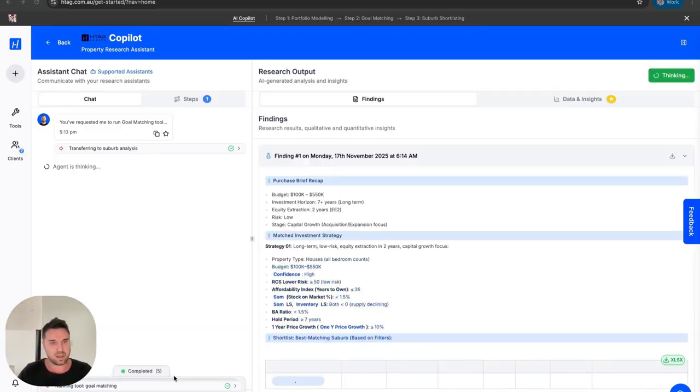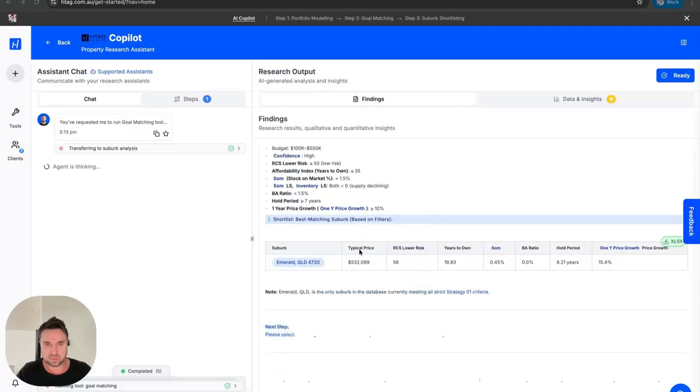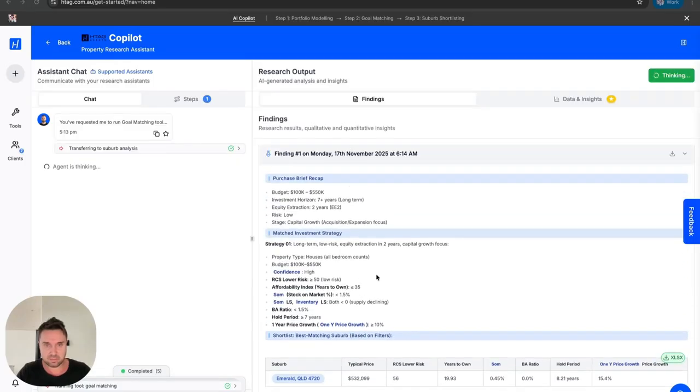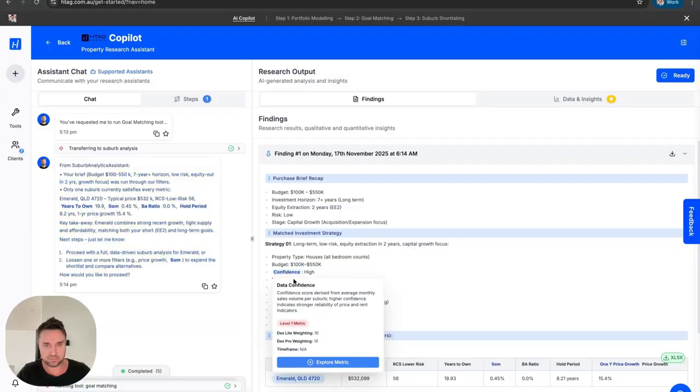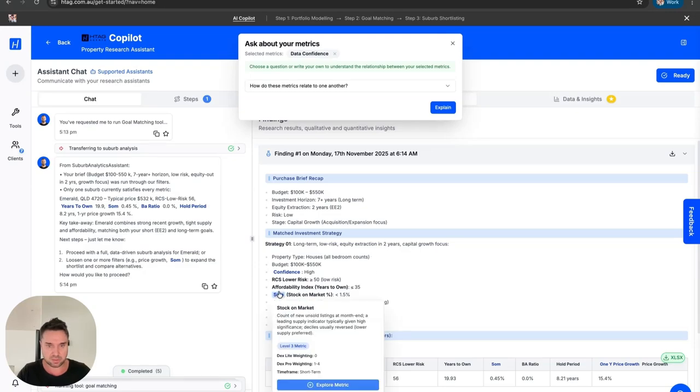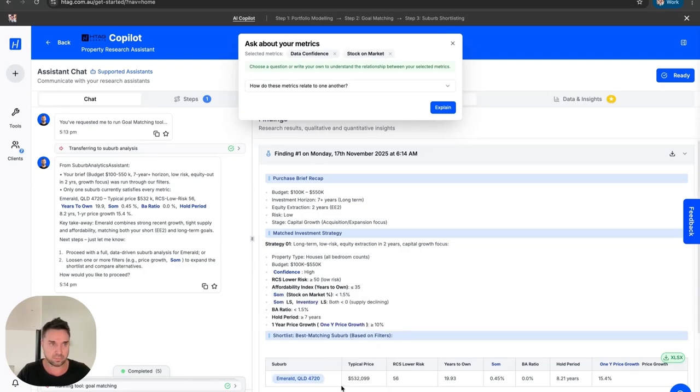All right, now that our agent has come back with some suburbs here, excellent. So we've got one. We can essentially pick one of the metrics, say the confidence, and we've got some explanation of what the metric means, but we'll add it to our Explorer and we'll get stock and market as well, and we'll add that metric.